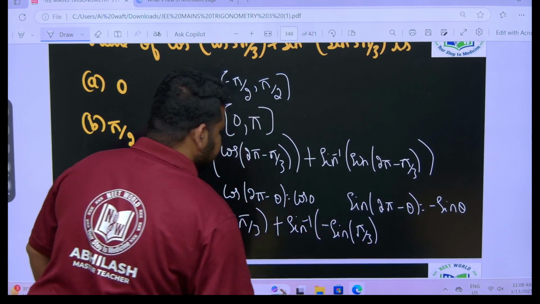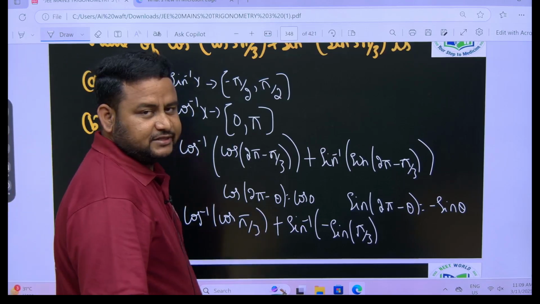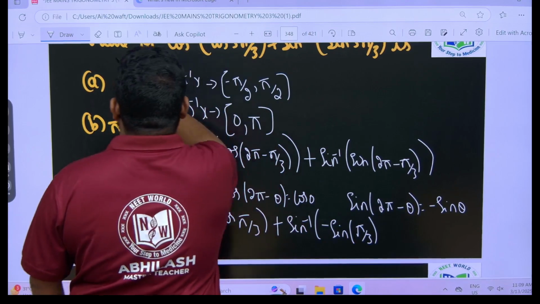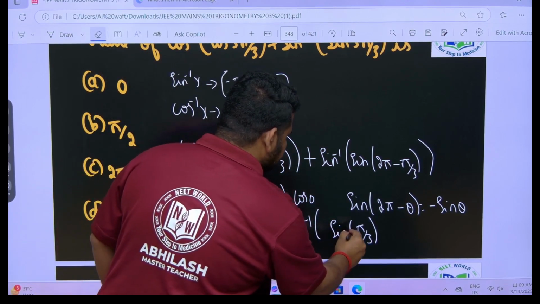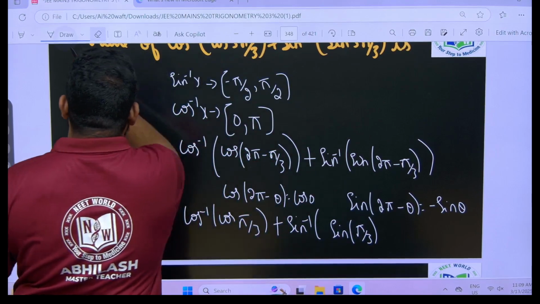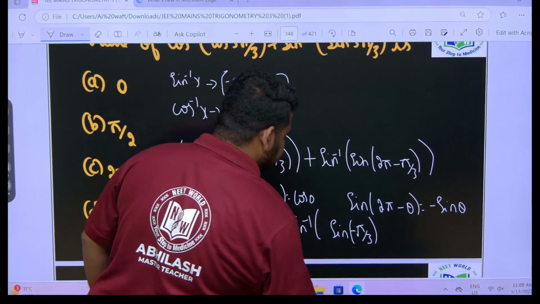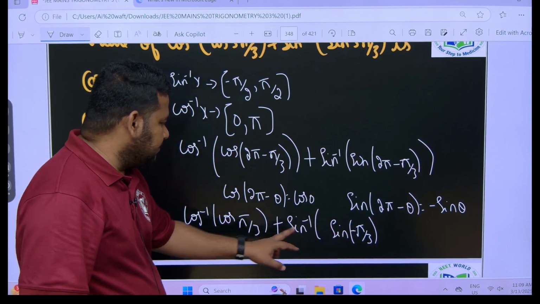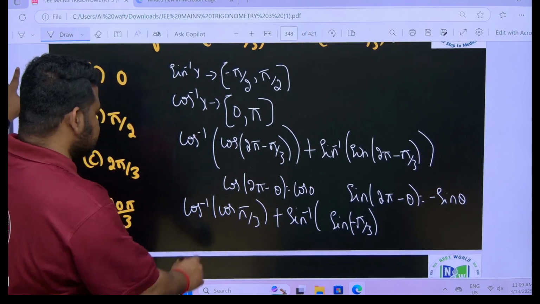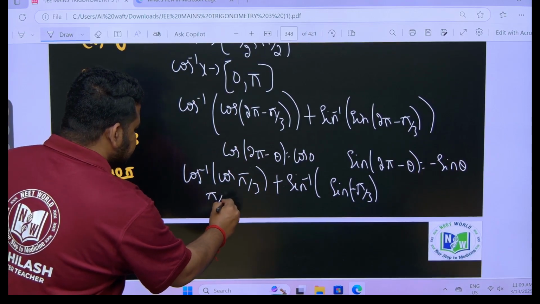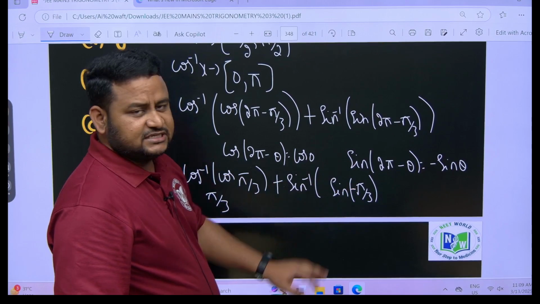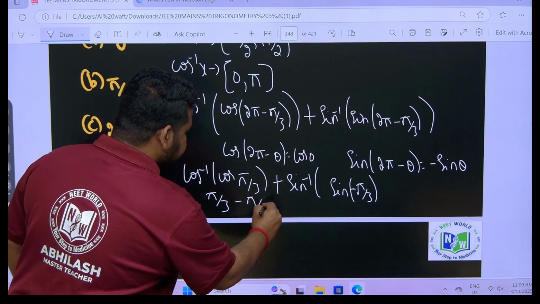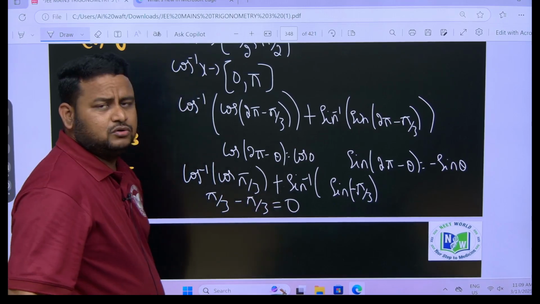Got it? Sine inverse of minus sine pi by 3 I can write as minus pi by 3 only. Minus sine theta, I'll send the minus inside, it will become minus pi by 3. So cos inverse of cos theta is theta, plus sin inverse of sin theta is theta, but here theta is negative, so I have to take the negative value, minus pi by 3. So this value will be equal to 0.